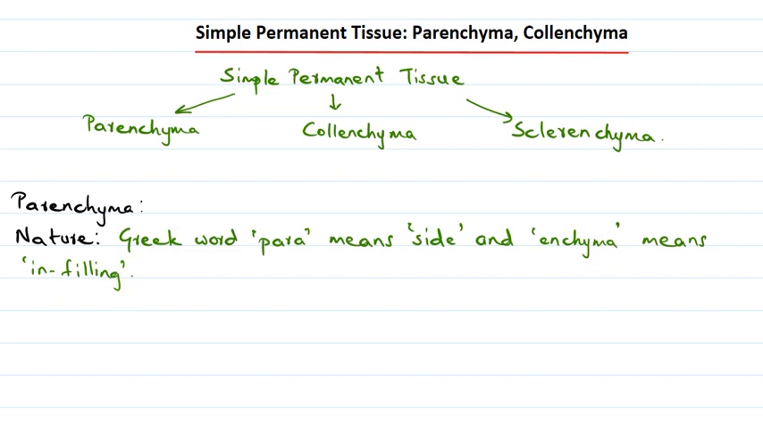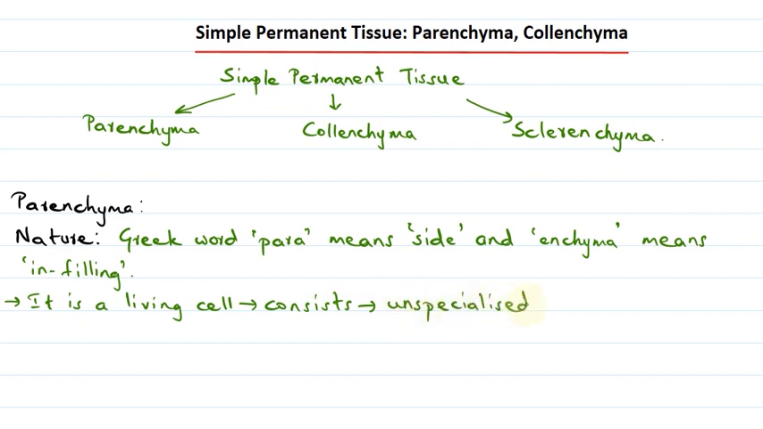The parenchyma tissue is a living tissue consisting of unspecialized cells, and these cells are present with thin cell walls.